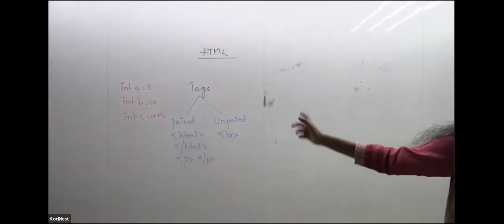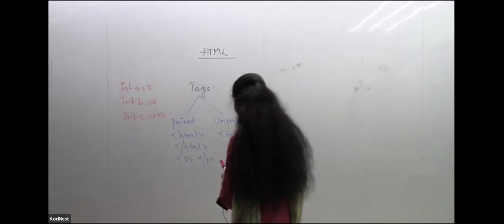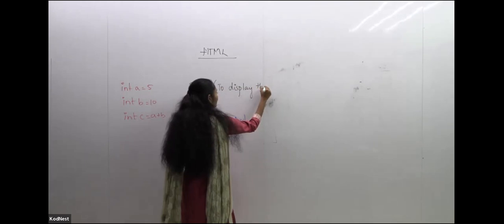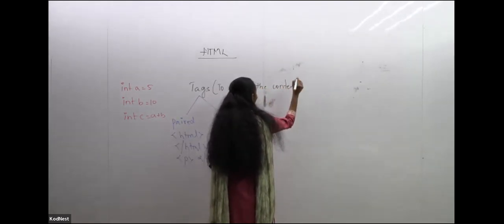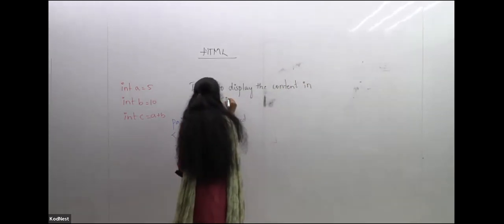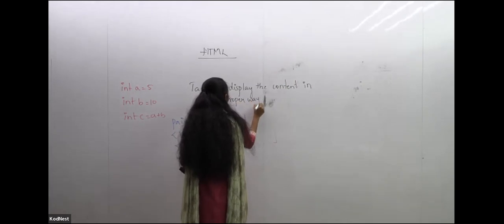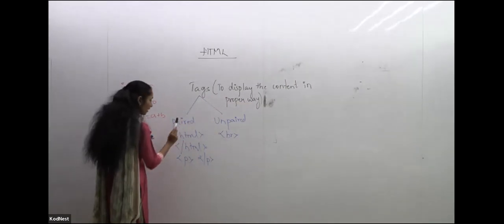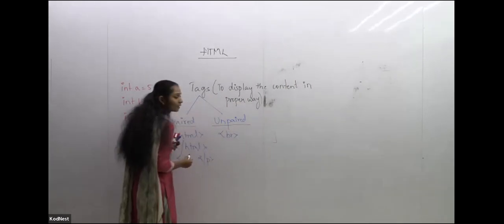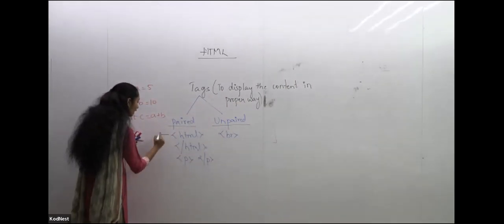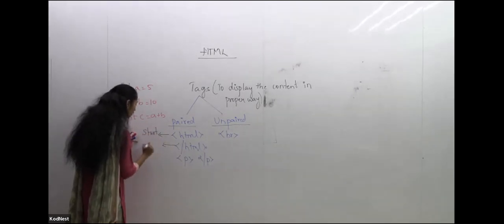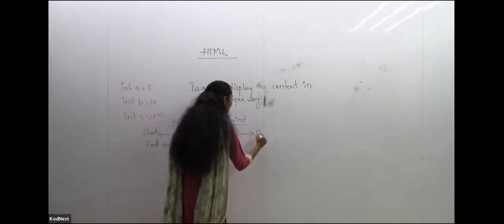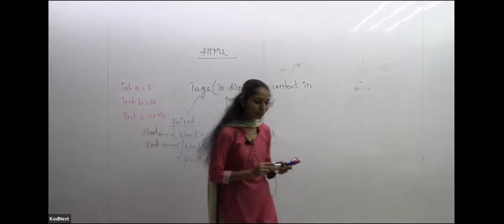Yeah, you can write this down. You can take notes. So why do we need tags here? To display the content in a proper way, we need tags. These tags are divided into two types: paired tags and unpaired tags. For paired tags, the start should be there and you have to end it also. But for unpaired tags, you can start directly, no need to end it. Okay, copy it down.